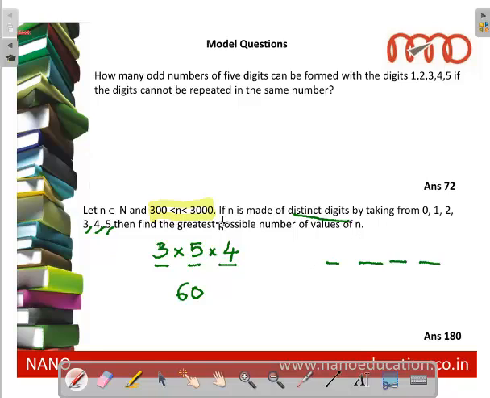Looking at 4-digit numbers which are less than 3000, the first place cannot obviously be 0. It can be 1 or 2, and it cannot be 3, 4, or 5. So the first place can be filled in 2 ways. The second place can be filled with any of the remaining 5 available digits, the third place in 4 ways, and the last place in 3 ways. So 60 into 2, 120 ways. There are 120 4-digit numbers and 60 3-digit numbers possible under the given constraints, so in total we have 180 numbers.